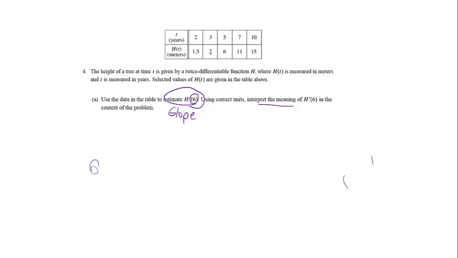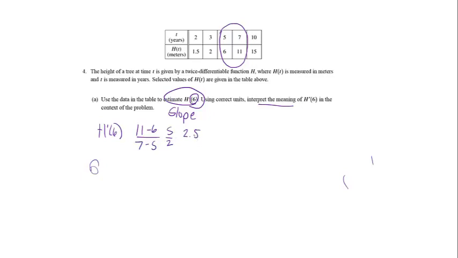And notice I can't find the slope at 6, but I do know that the time being between 5 and 7, 6 is right in the middle there, so we're going to use these 2 points, and we are going to be finding the slope. So to find h prime of 6, we can do y2 minus y1 over x2 minus x1. So we'll have 11 minus 6 over 7 minus 5, which will give me 5 over 2. We could leave it as 5 over 2, or we could make it 2.5, your choice.